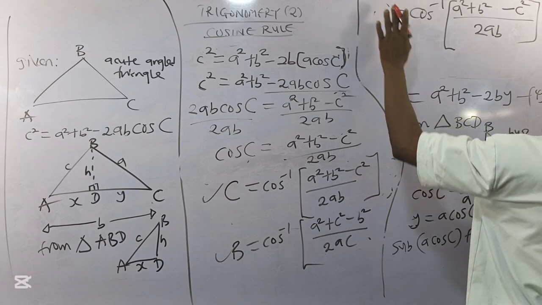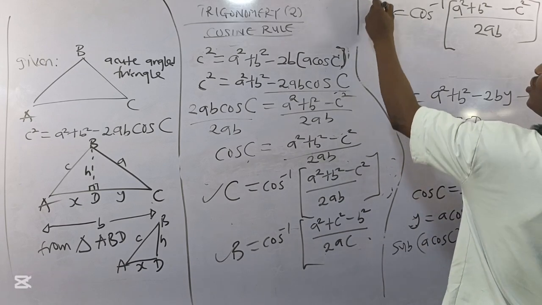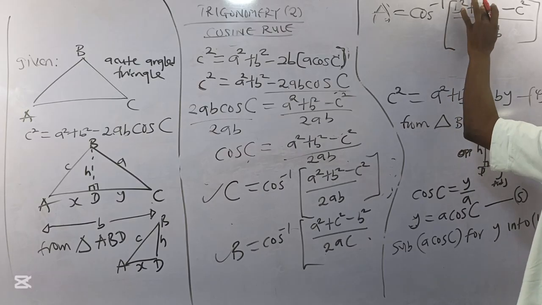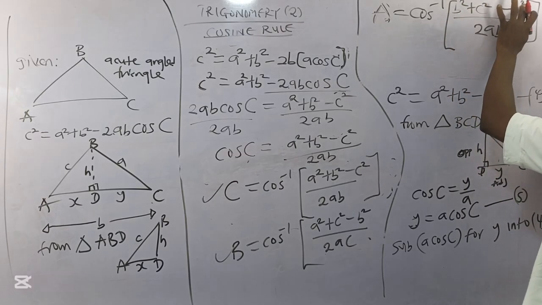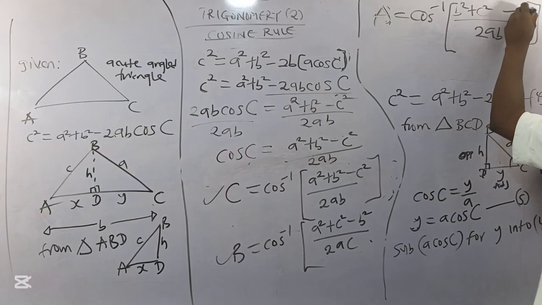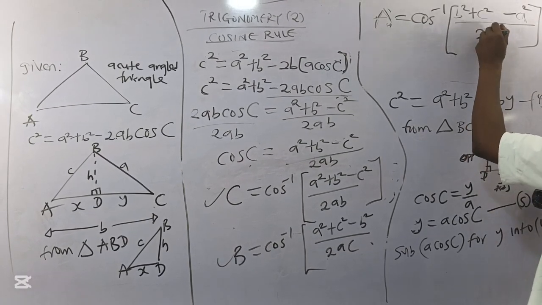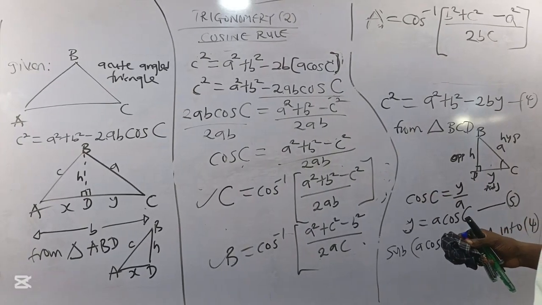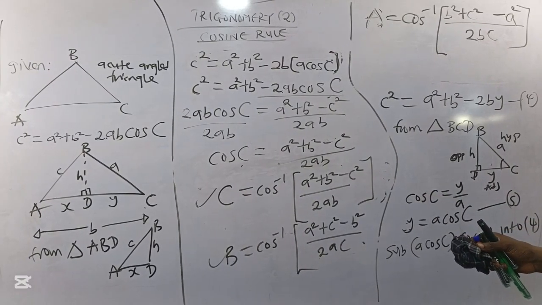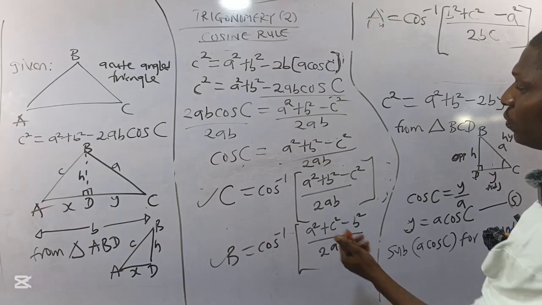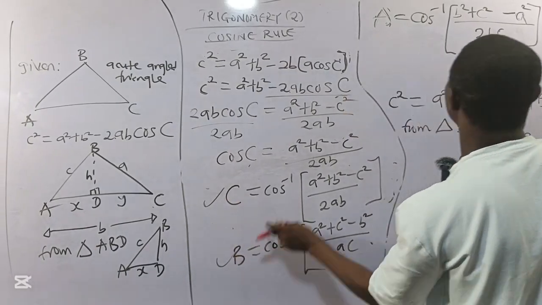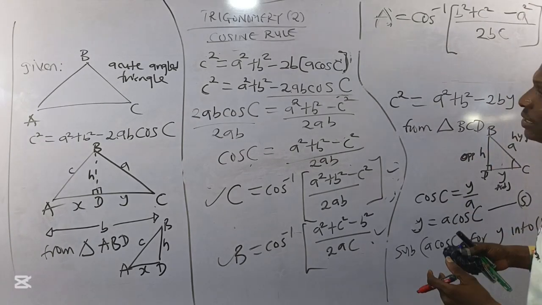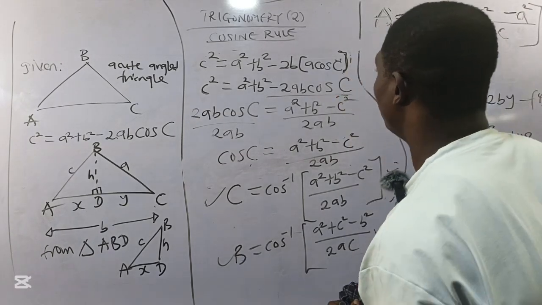This is A rather. So this should be A. And if that's A, I will have here B square plus C square minus A square all over 2BC. And these are the three expressions. So this angle C, angle B, and angle A, these three formulas are used to get your angles when the three sides of a triangle are known.